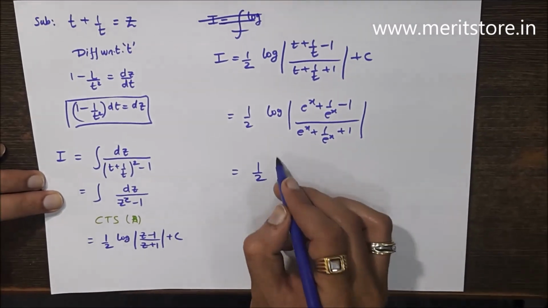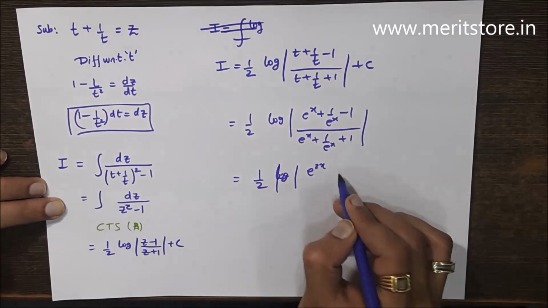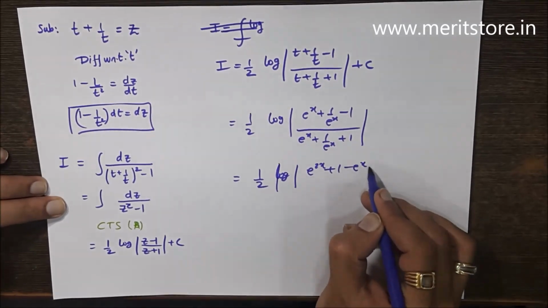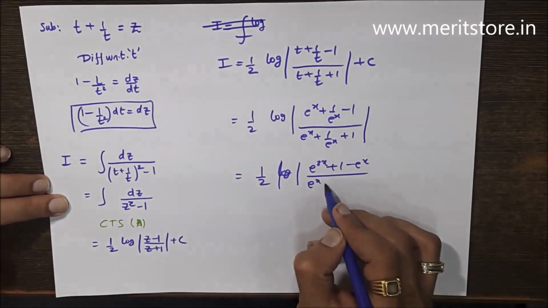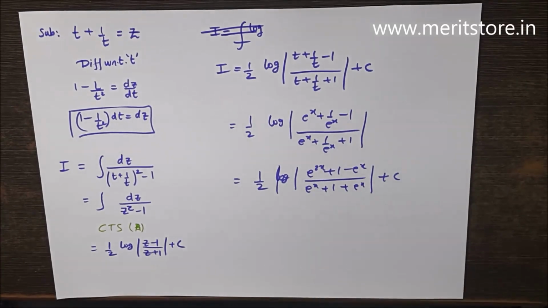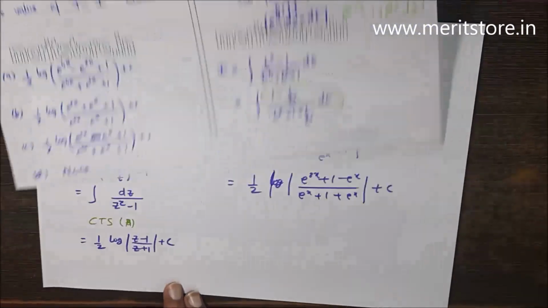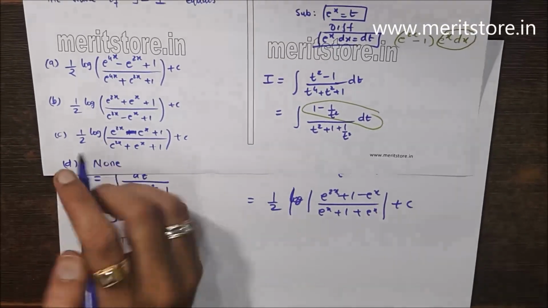Simplifying, we'll get half log mod e raised to 2x plus 1 minus e raised to x upon e raised to 2x plus 1 plus e raised to x plus c, which in our option is option number C.